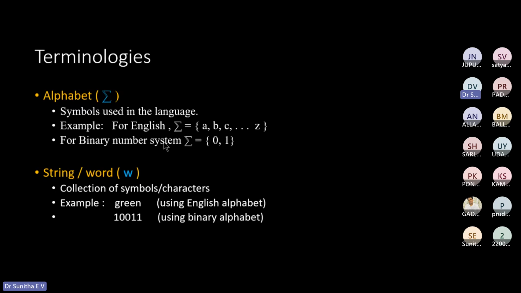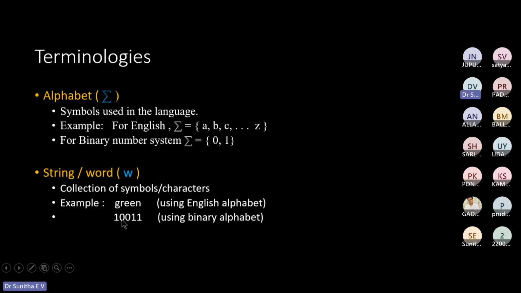Then the other one is string. Another terminology is string or word, and it is represented using the small letter w. It is nothing but a collection of symbols. In English, we have the alphabet A, B, C, D up to Z. If we make a collection of these symbols, suppose A, B, C, then ABC is a string or a word. It is a collection of characters. For example, we can say green, G-R-E-E-N. It is a string made up using the English alphabet.